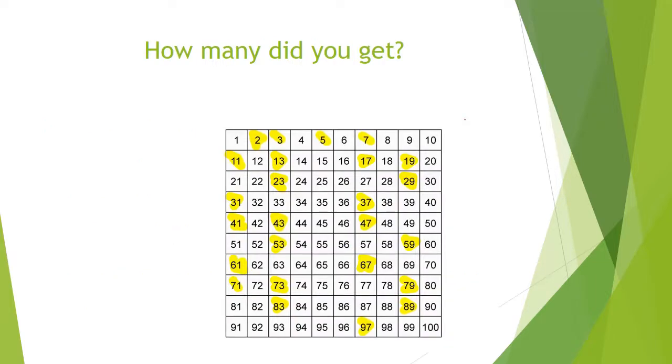So on the screen, I'm showing all the prime numbers from 1 to 100. Remember, 1 is not a prime number nor a composite number. Composite numbers have more than two factors.